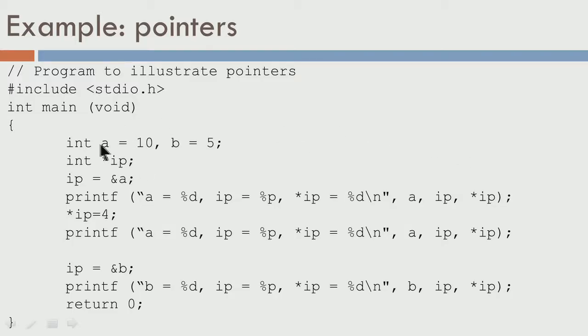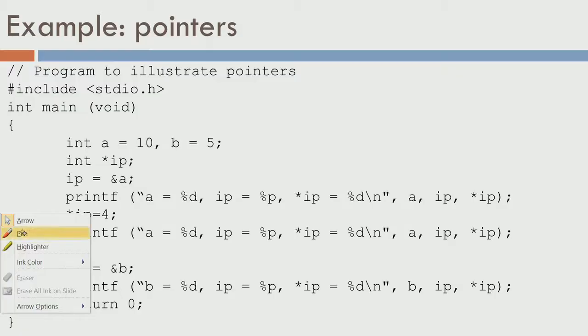There are two integers a and b. a currently holds the value 10 and b currently holds the value 5, and this int star ip is a pointer. So, ip is an integer pointer and currently it is uninitialized. At this point you can imagine that a and b are two locations. I am going to do a small diagram on the right side.